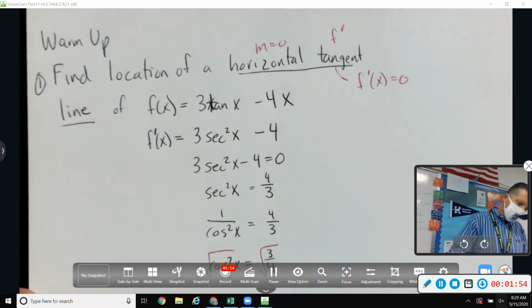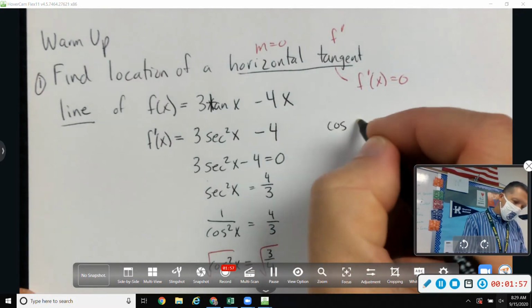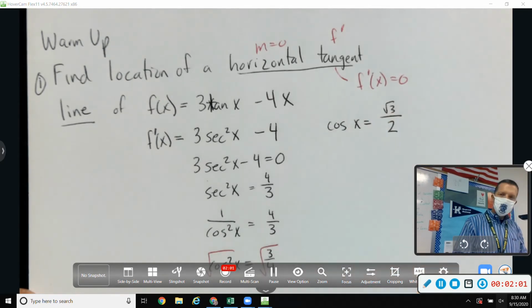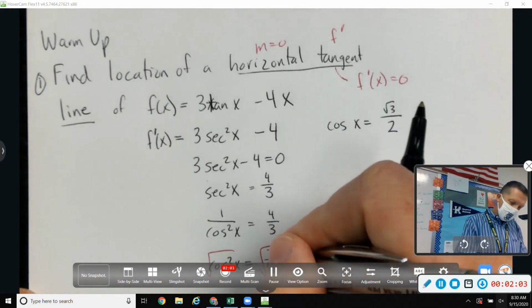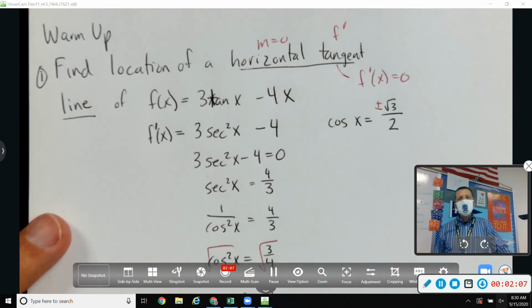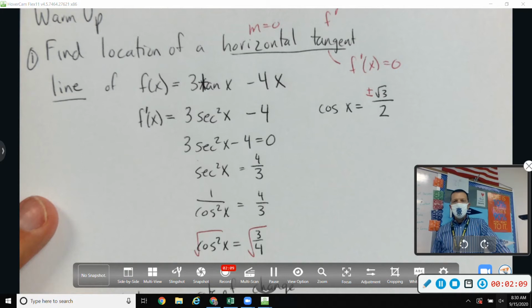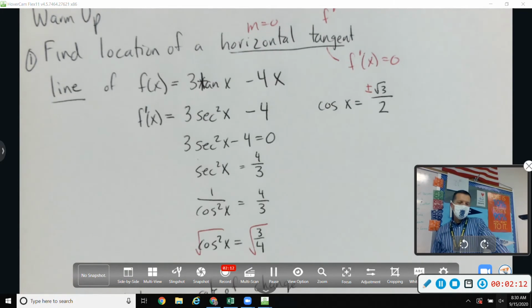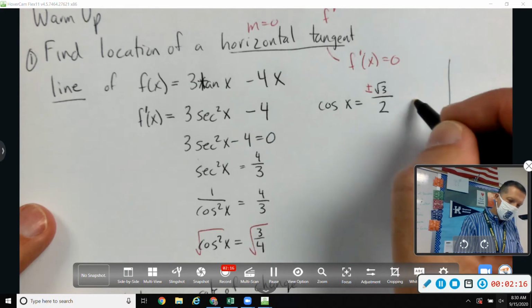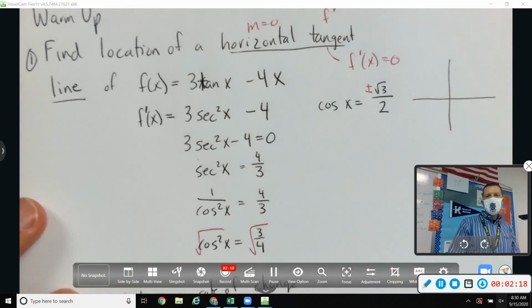Square root both sides. Cosine of x equals root 3 over 2. Oh, that looks familiar. And because we put the square roots on, we got to remember the plus or minus thing. A little extra layer of complication to the problem there. So cosine is plus or minus root 3 over 2. I got to draw a picture to think about that.